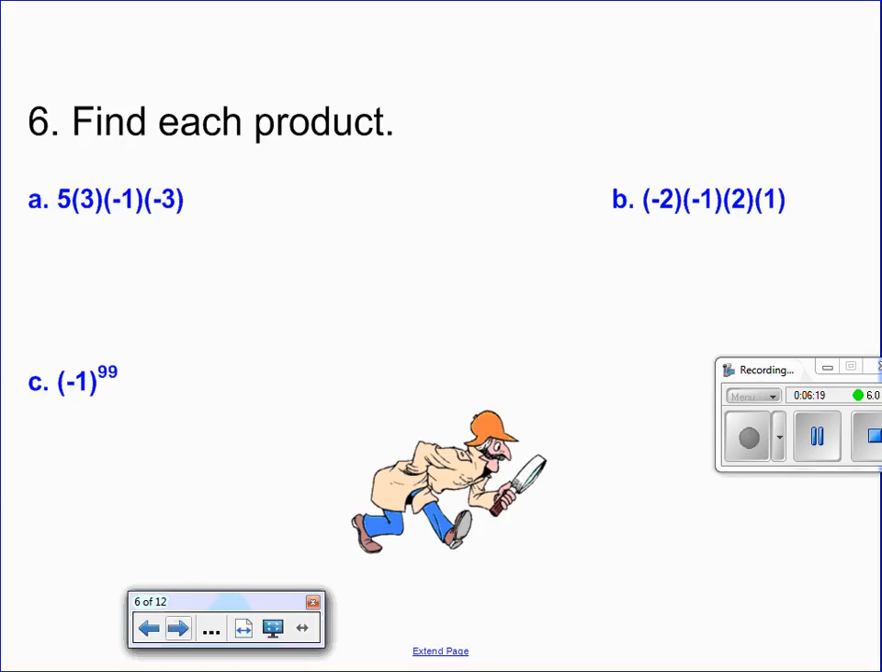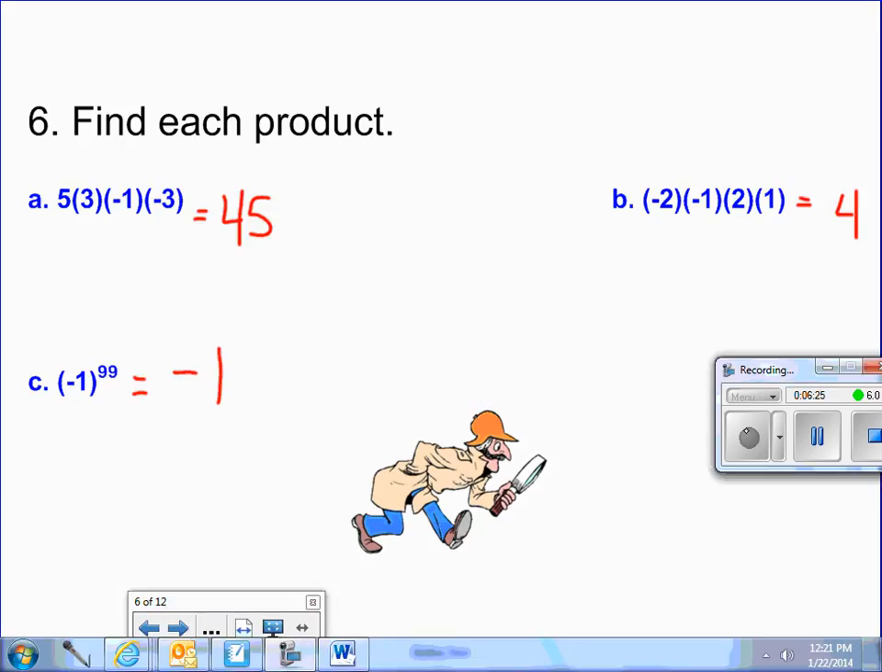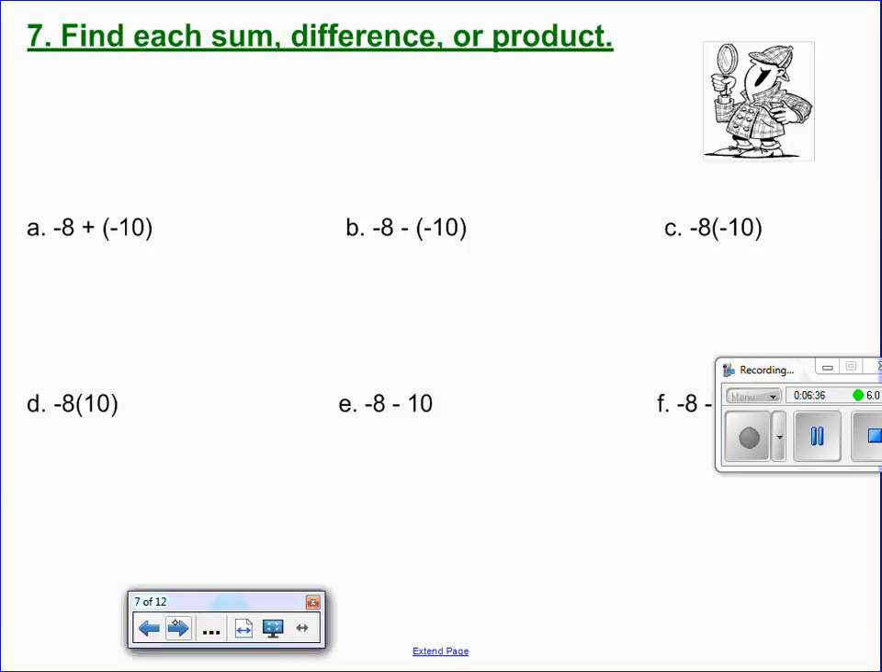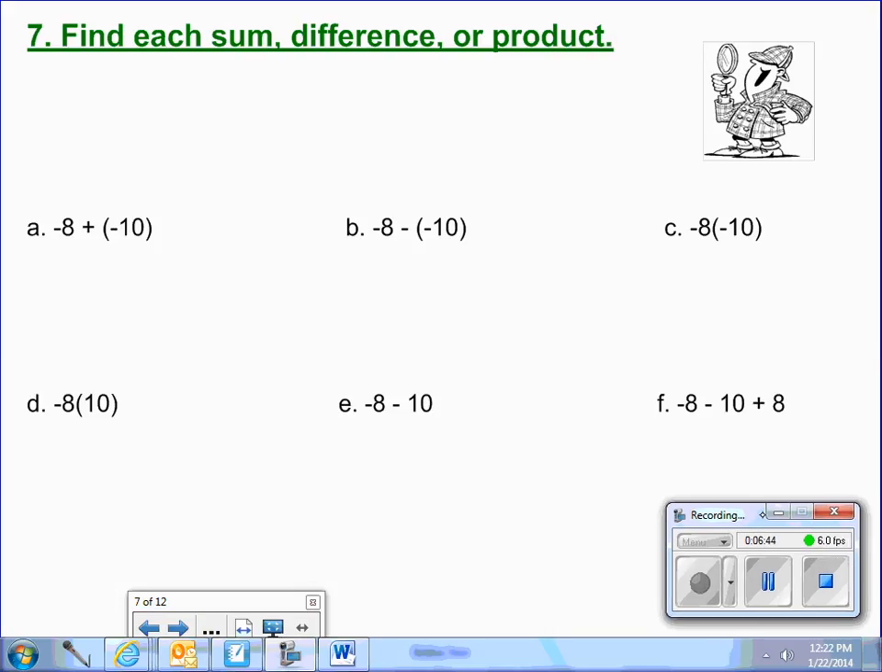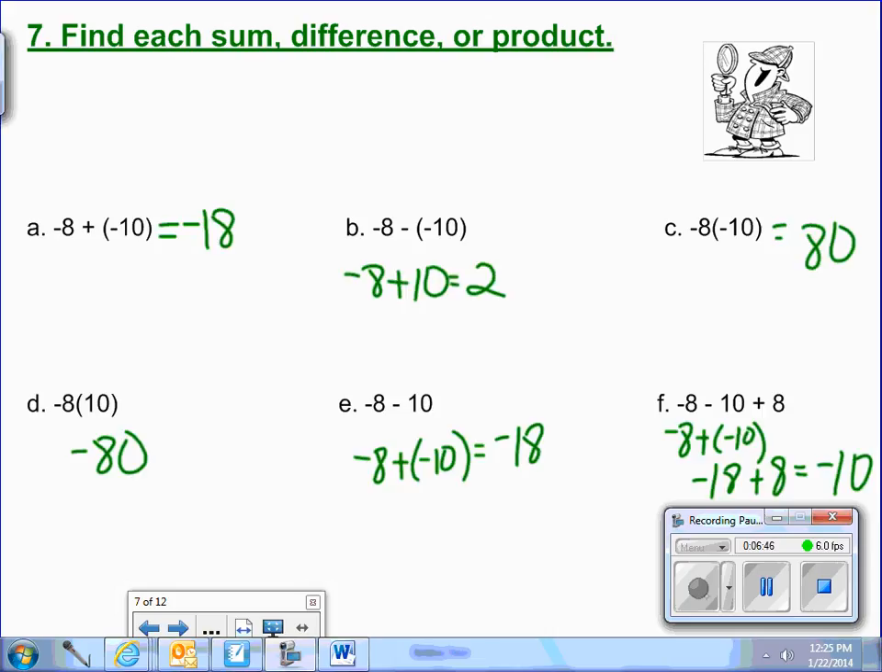Now, I'm going to pause this. We're going to work each one out and come back and check our work. Okay, again, our final answer with the sign determines how many negative signs we have in the multiplication. Okay, now we're going to do a little mixed review here. We're going to find each sum, difference, or product. I'm going to pause the video and we'll come back and check our work.